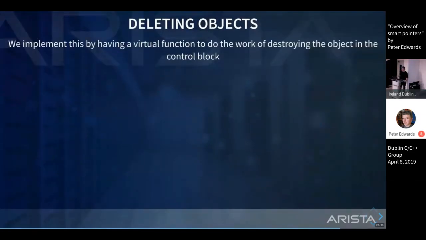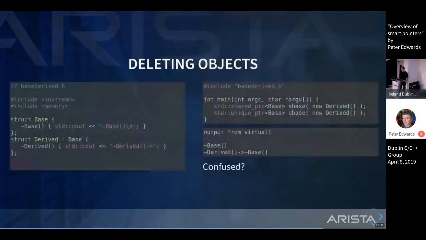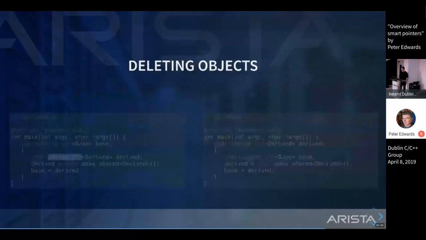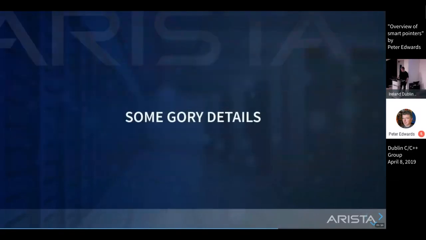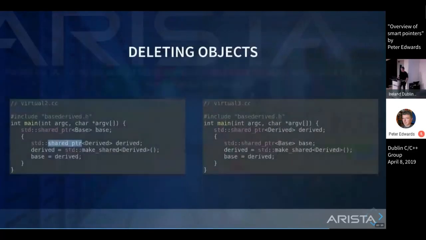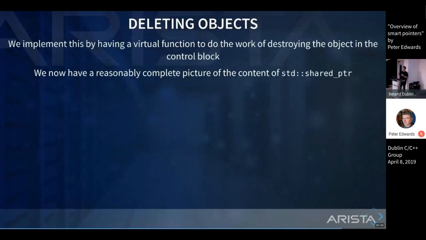Okay, and the way we implement this basically is to have a virtual function in the control block itself. So when we construct the control block, I'll actually go back a little bit and show you. Okay, so yeah, when we create the control block, we basically create it based on the type that we're passed in as an argument into the shared pointer constructor, not the type the template's instantiated with.